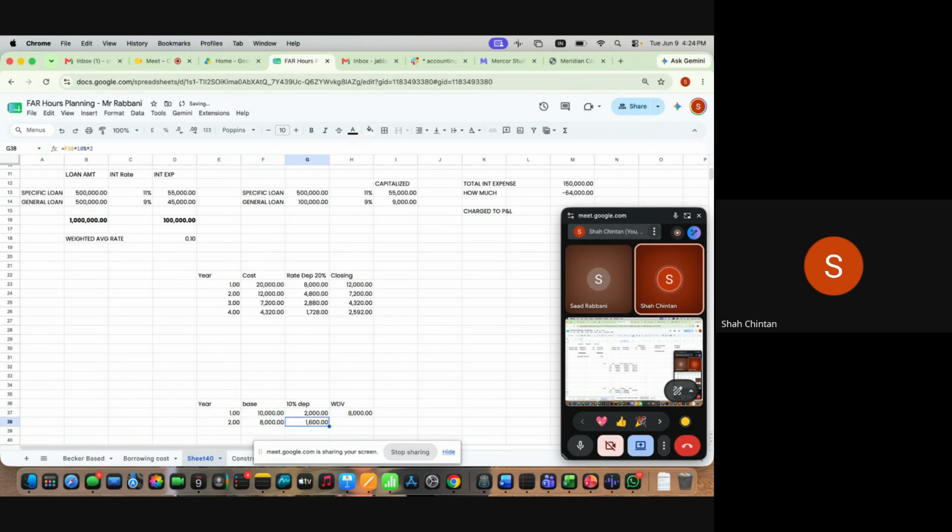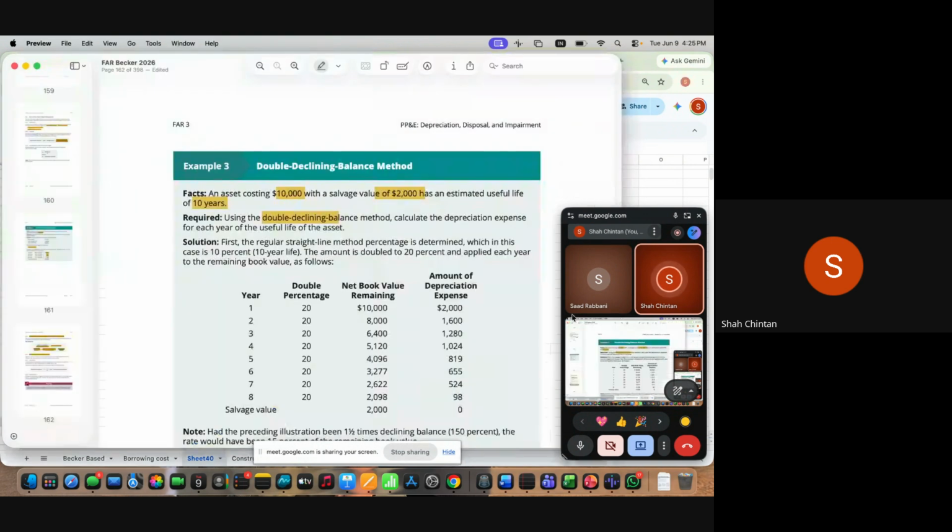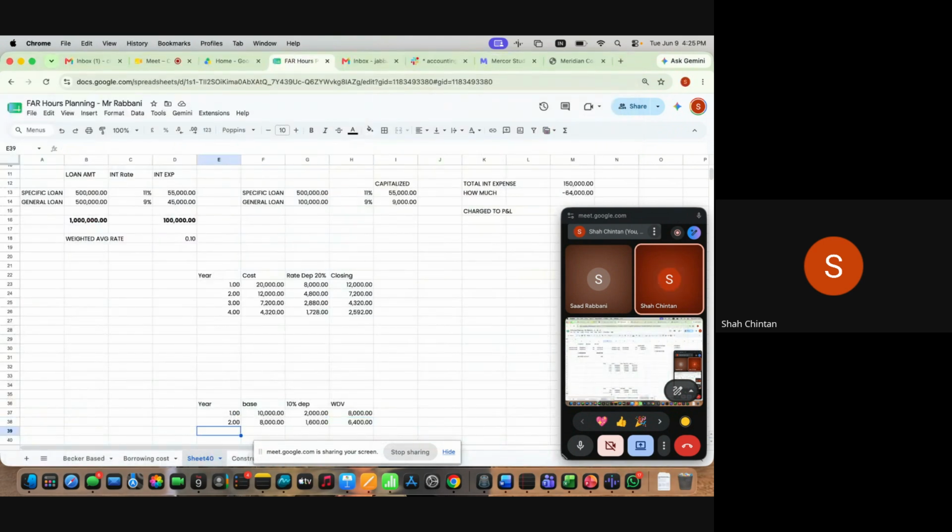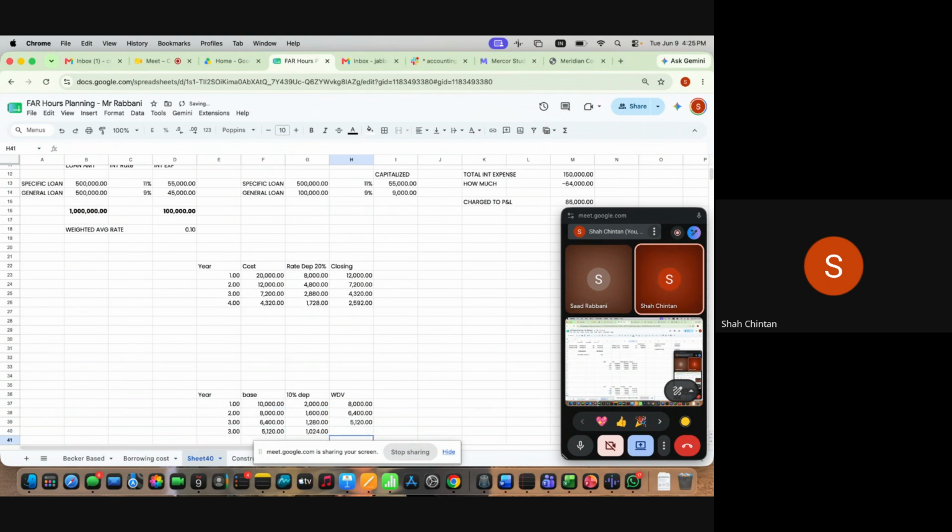Same way, 10%, $800 normal depreciation. You multiply by 2, so 1,600 is your depreciation. Your closing balance becomes 6,400. Is depreciation matching? Perfect, 1,600. It is matching. Going through year 3, going through year 4.